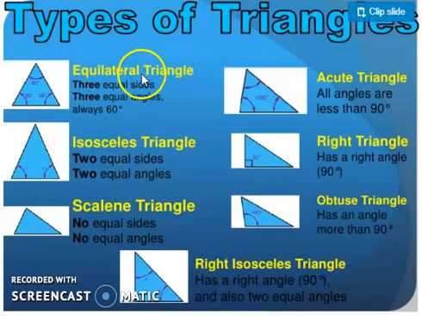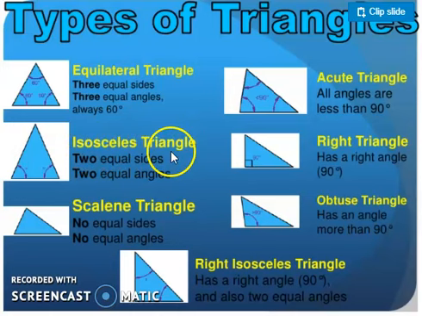Now types of triangles. First, equilateral triangle. The three sides are equal. A triangle with three equal sides is called an equilateral triangle, and the degree of each of its three angles is always 60 degrees.